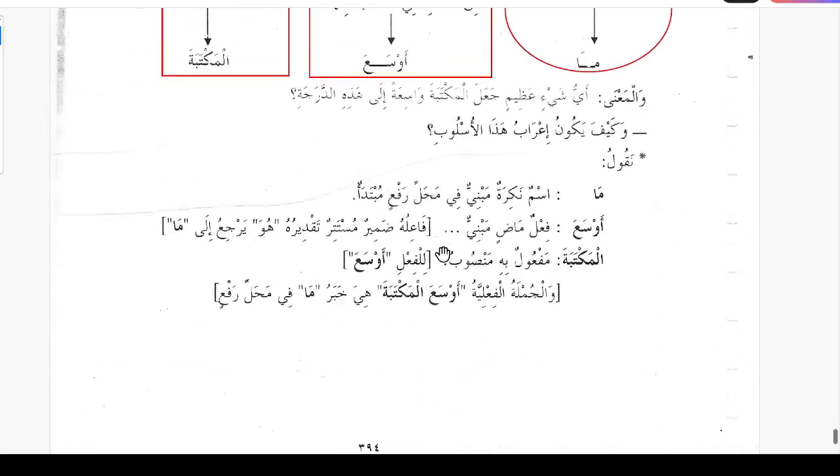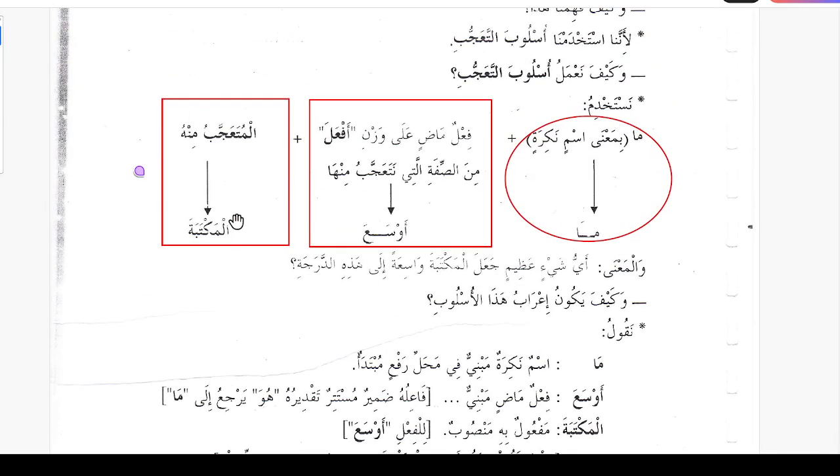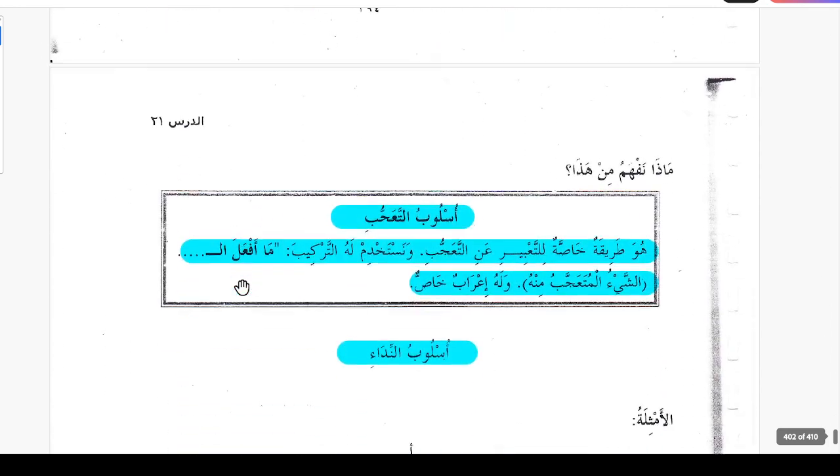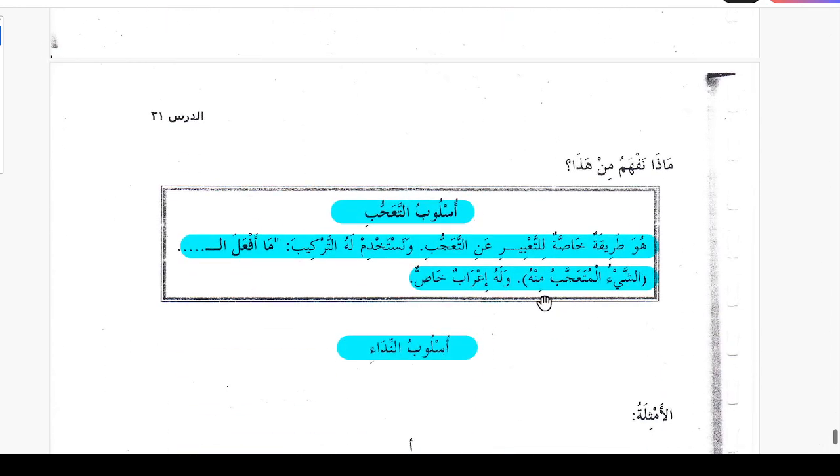Ashayyu al-muta'ajjabu minhu, and the thing, ashayyu al-muta'ajjabu minhu. So this al is the noun, that is al-muta'ajjabu minhu. This is the thing out of which the surprise is made. This noun is called ash-shayyu al-muta'ajjabu minhu, walahu irabun khasun, and it has a special irab.